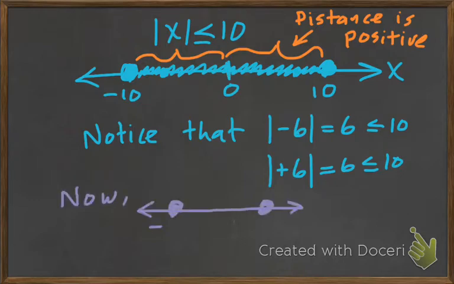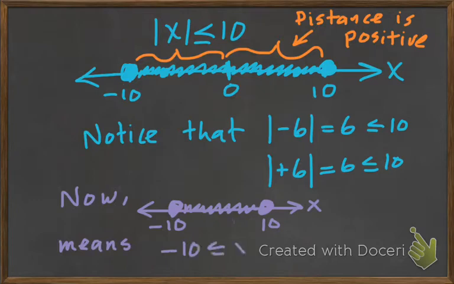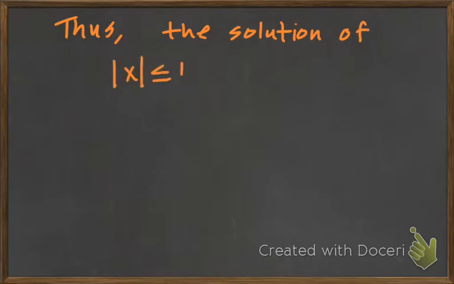So looking at that graph, what we can say is there's the graph. So we've done one part of this problem. Let's write what that graph shows. That is that x goes from negative 10 to positive 10. In other words, negative 10 is less than or equal to x, which is less than or equal to positive 10. And so that would be our solution. So the solution of absolute value of x less than or equal to 10 is that negative 10 is less than or equal to x less than or equal to positive 10.